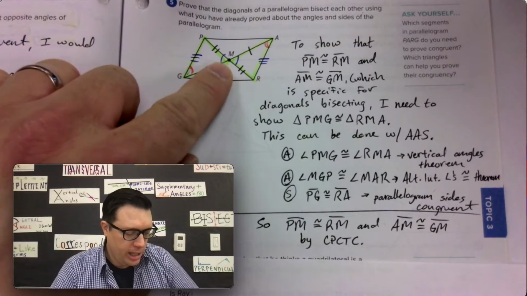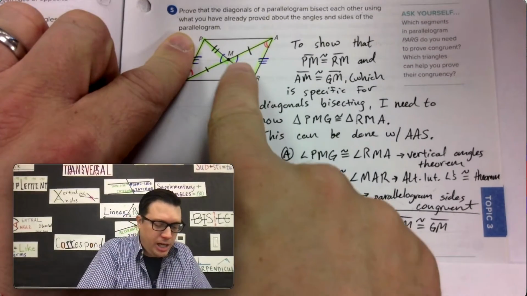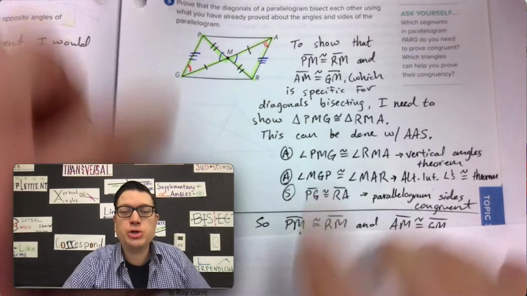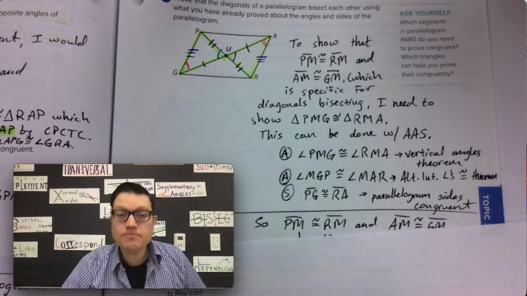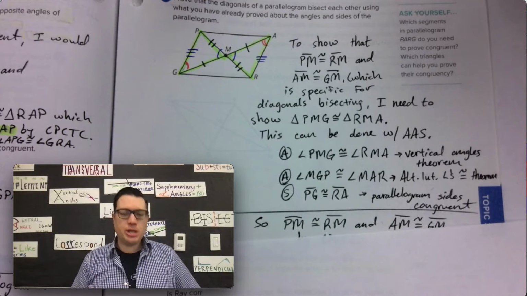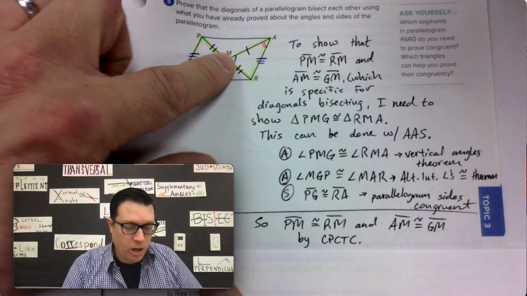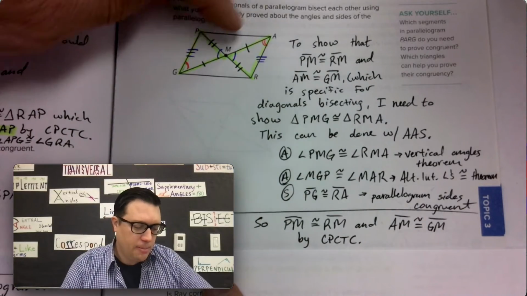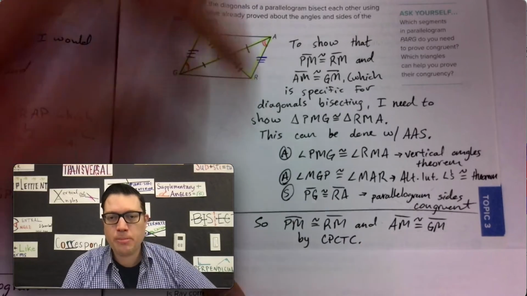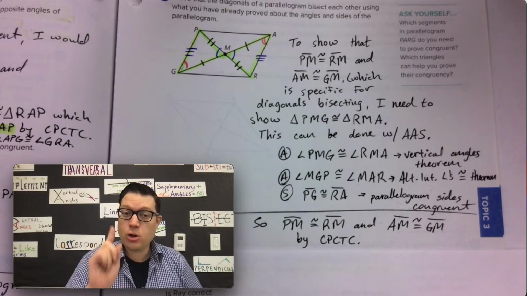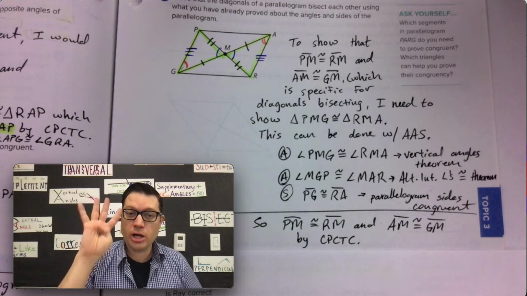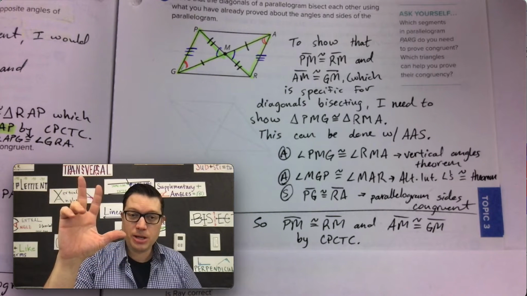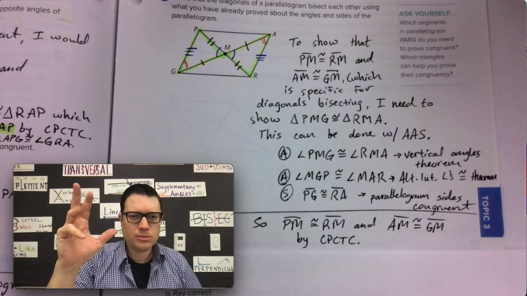Therefore, with angle, side, matching angle, side, those two triangles have to be congruent. So their parts have to be congruent. Specifically the parts PM and RM are congruent, and the parts AM and GM are congruent, by corresponding parts of congruent triangles are congruent. CPCTC. Which one's doing it right?